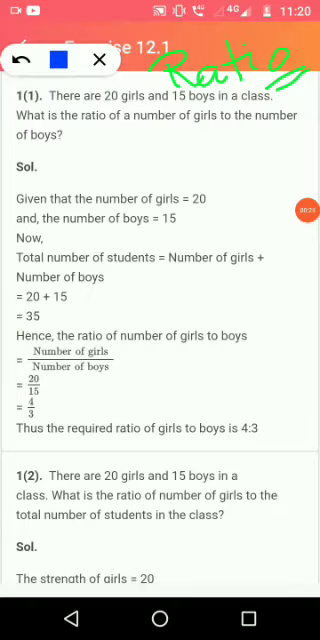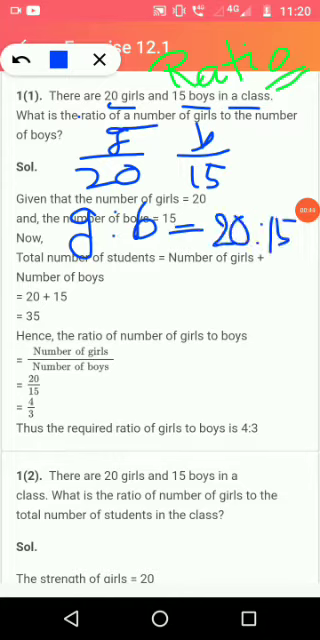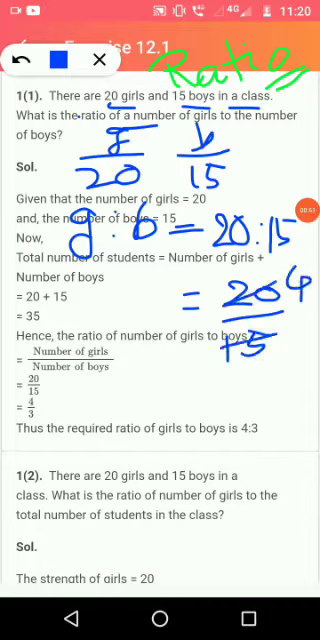There are 20 girls and 15 boys. Okay. So girls are 20 and boys are 15. Now I need to find the ratio of the number of girls to boys. So girls is 20 is to 15. This is nothing but 20 by 15. Simplify with 5. 5 4s are 20. 5 3s are 15. So it is 4 is to 3. 4 is to 3. So this is the first question.